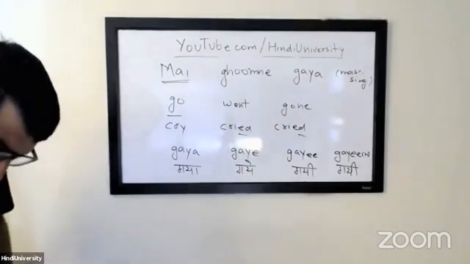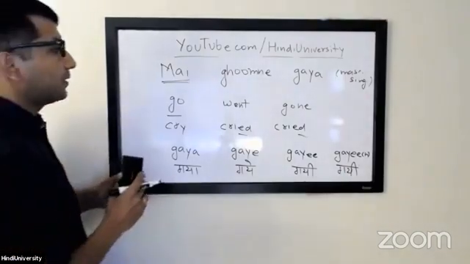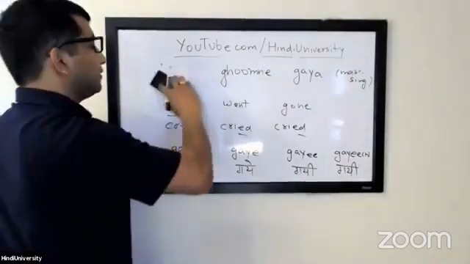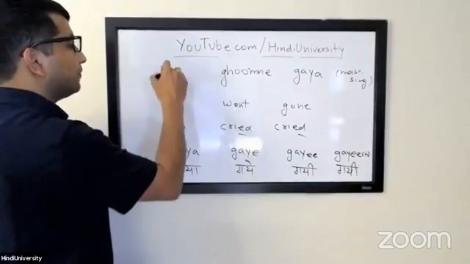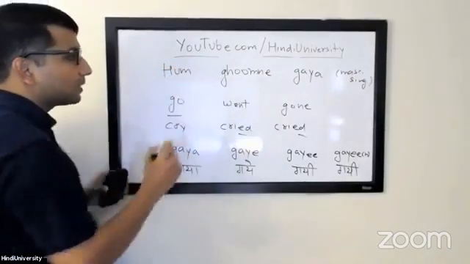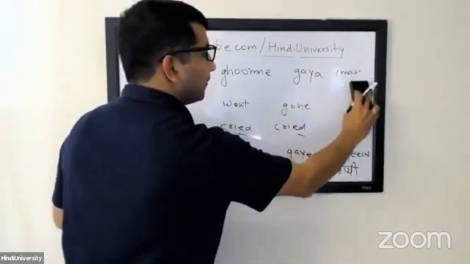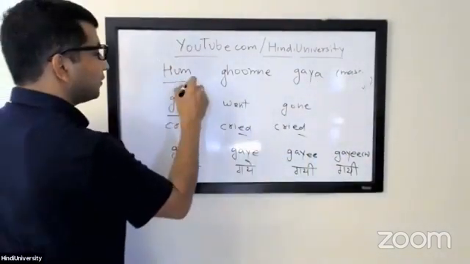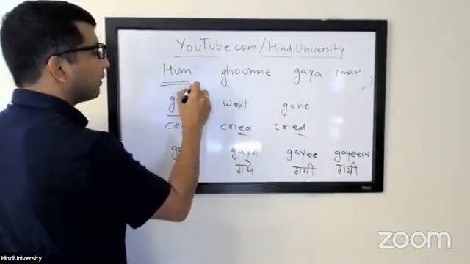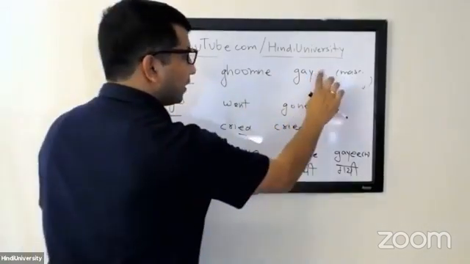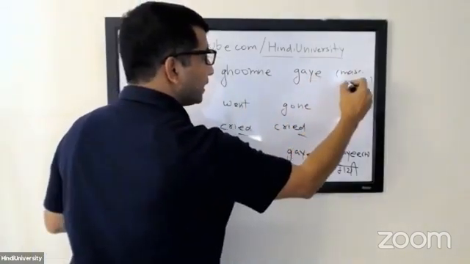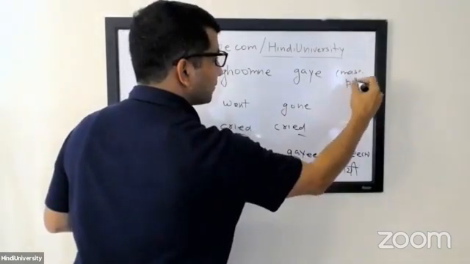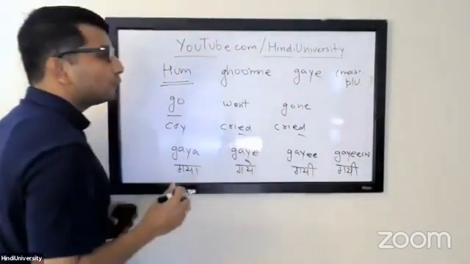So gaya we did. Now if all of us went together somewhere, right? If I were to say hum, it'll be changing to hum. The verb conjugation should follow the subject for intransitive verbs. So it will be hum घूमने गए, right? That's masculine plural. Hum घूमने गए.